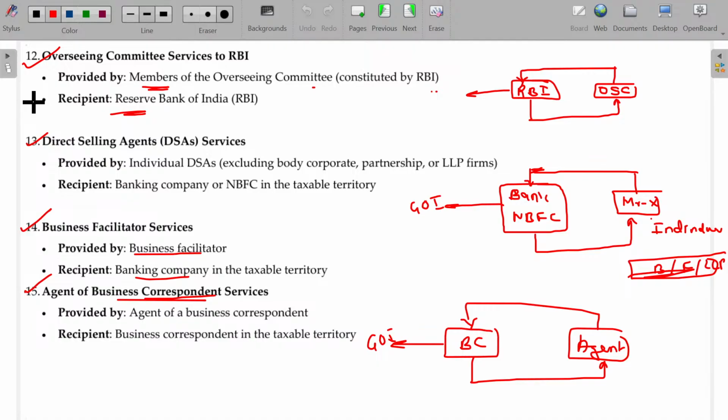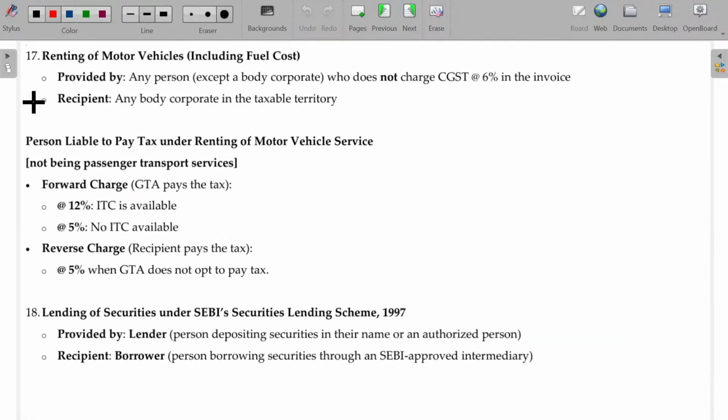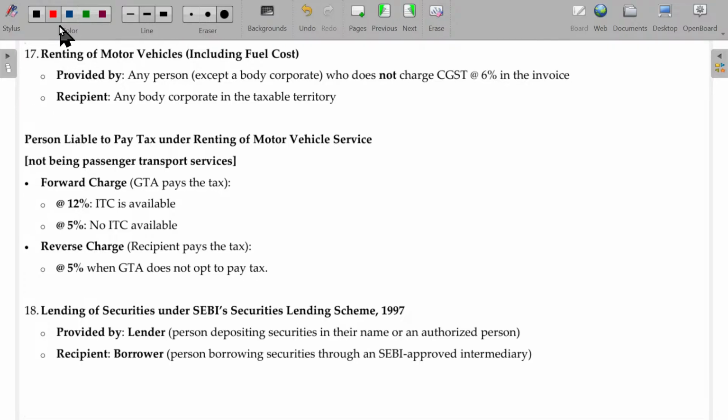We have completed 12, 13, 14, 15 and 16 in the previous classes. Let's move on to the renting of motor vehicles. Is that okay?